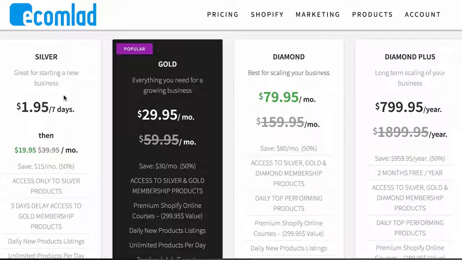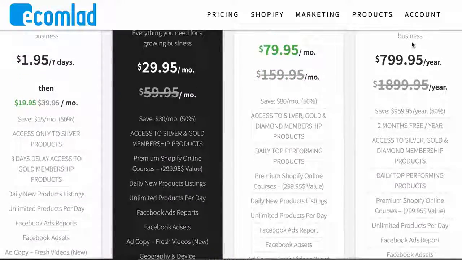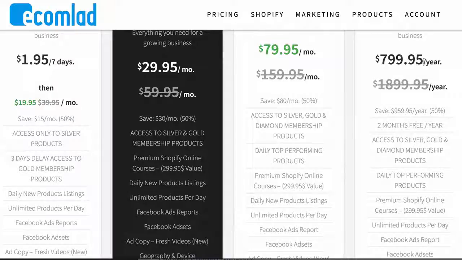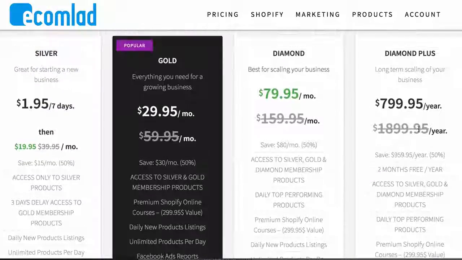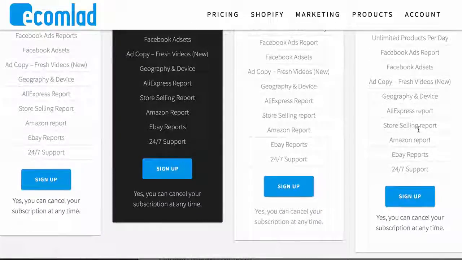Plus, it takes down the time that you're doing product research. It just helps you really get those ideas down and then upload the product to your Shopify store. So I think the gold is probably the best one. Diamond $79.95, and then Diamond Plus is $79.95. So this is a year, so not a month. So $800 a year. So if you're pretty serious, this might be something that you want to look into.